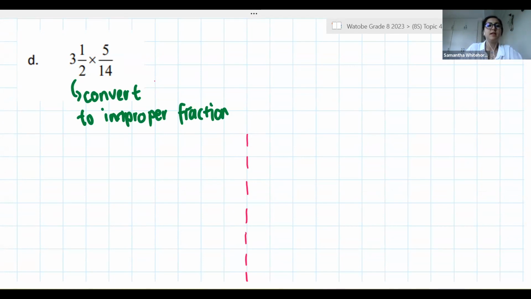Just as a reminder, in case anyone's forgotten how to convert mixed numbers to improper fractions, we times the denominator by the number in front, so 2 times 3, which is 6, and we add the numerator, so 6 plus 1, which is 7. So this improper fraction is 7 over 2.